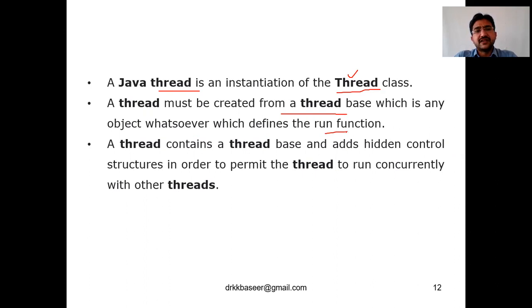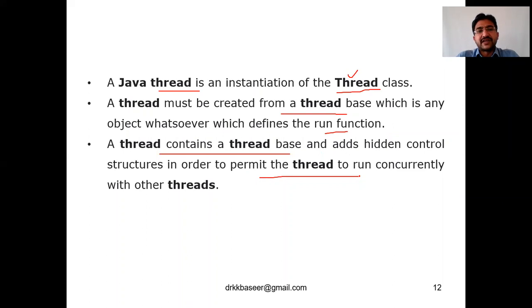So the run function is kept in the thread class, and for that class we are creating an object. A thread must be created from a thread base only. Thread base means we can create a thread through the Runnable interface, or we can create the thread by extending the Thread class. We'll see that also. A thread contains a thread base and adds hidden control structures in order to permit the thread to run concurrently with other threads.